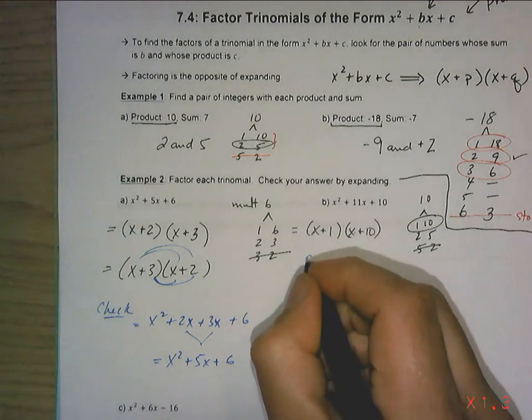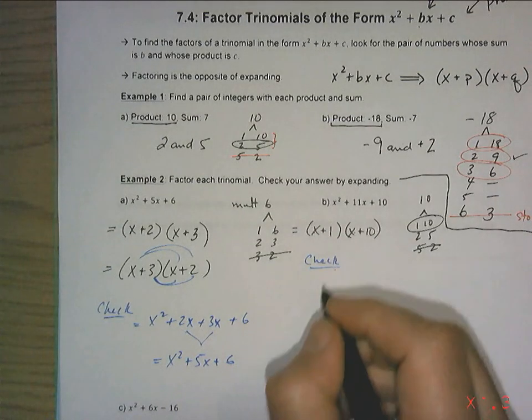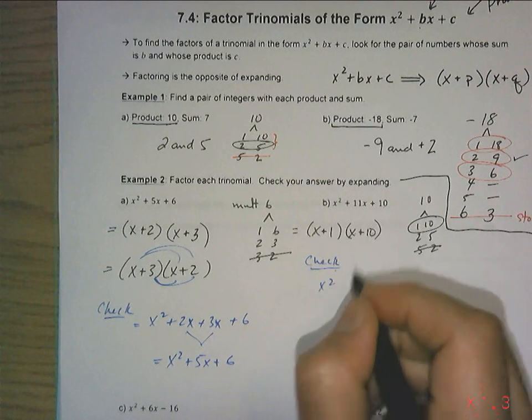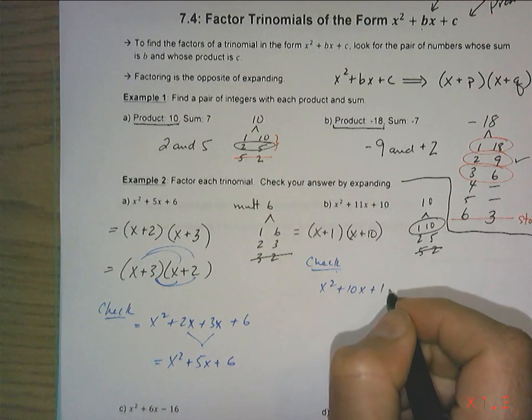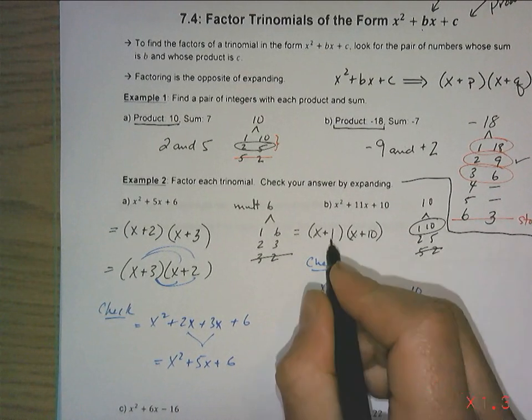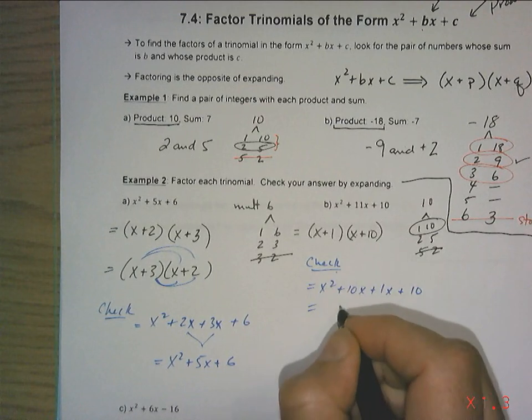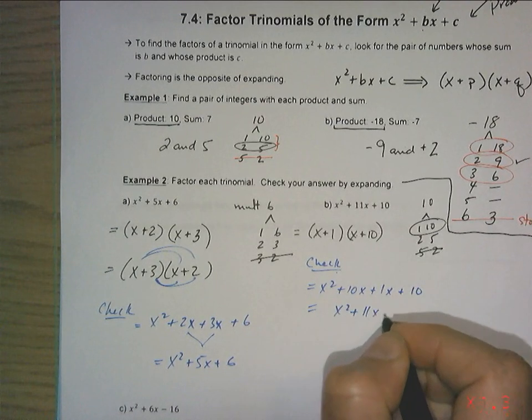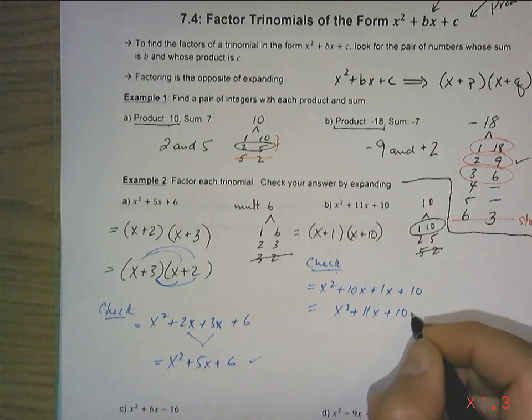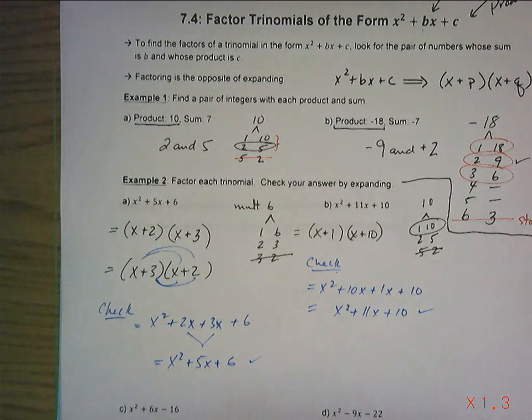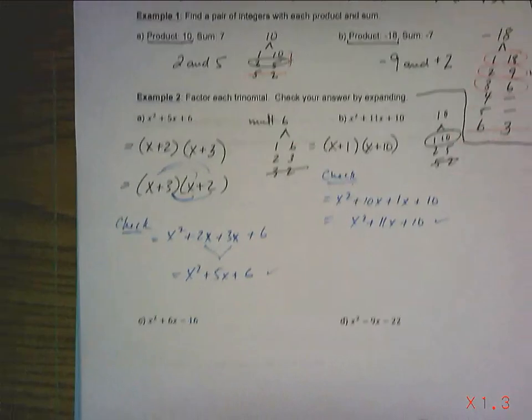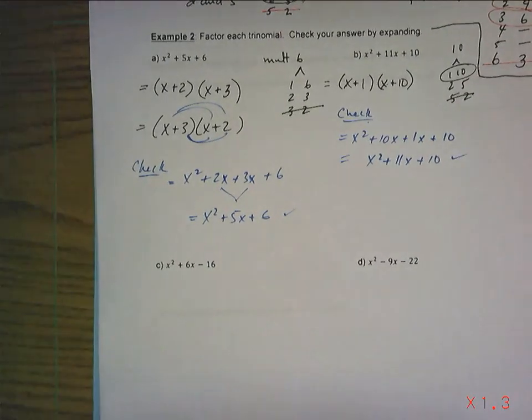Let's do a check. X times x is x squared, plus 10x, plus 1x, plus 10. 1 times 10 is 10. X squared plus 11x plus 10. Yep, it's the same as what I started with. So it's working. Let's do the next one.